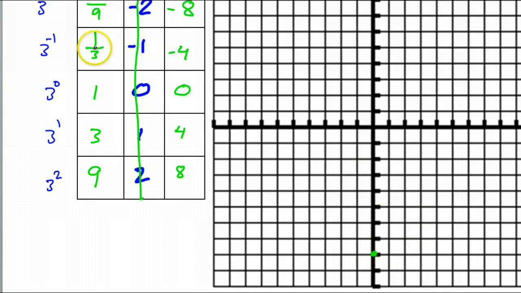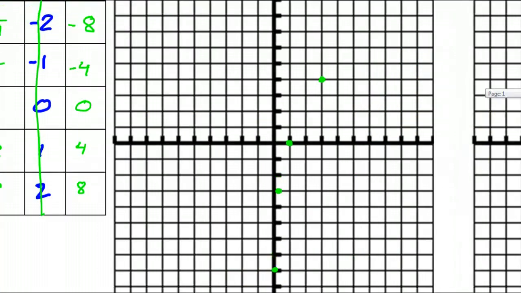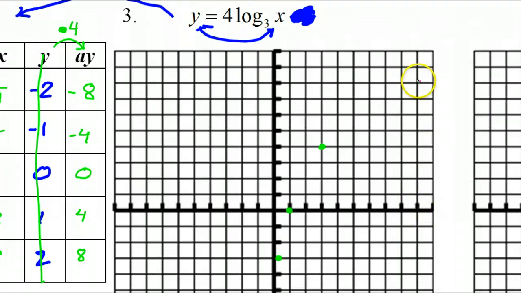Okay, and then we have 1/3 and -4. So that's over a little bit, but it's at -4. That'll be right about here. Then we have 1, 0, and we have 3, 4. Then we have 9, 8. Big numbers. So here's 9, 8. Now I will not, repeat, will not draw the curve through these because these are temporary points. Now let's talk about the shift that is about to occur.